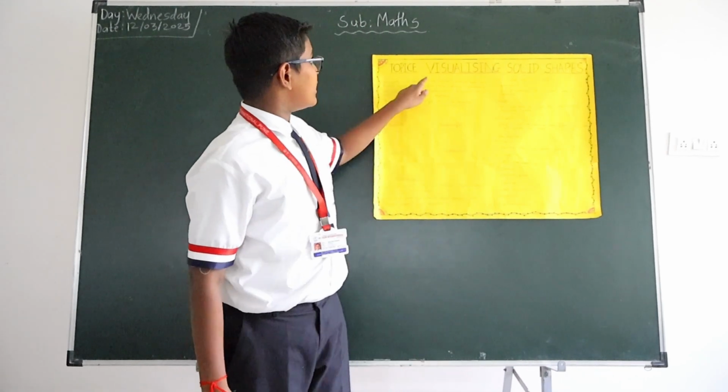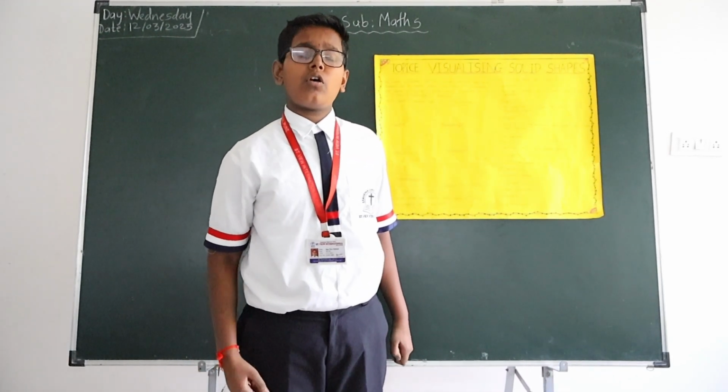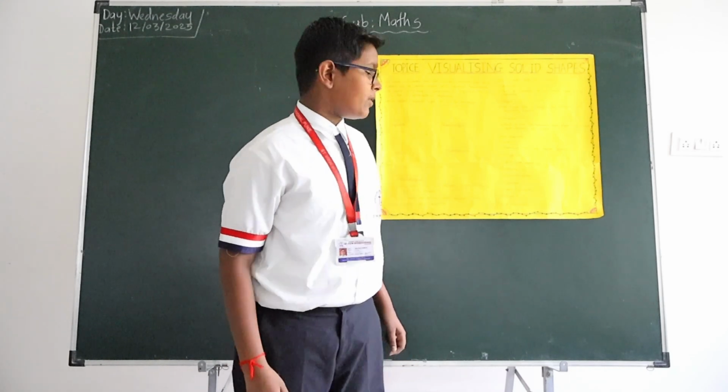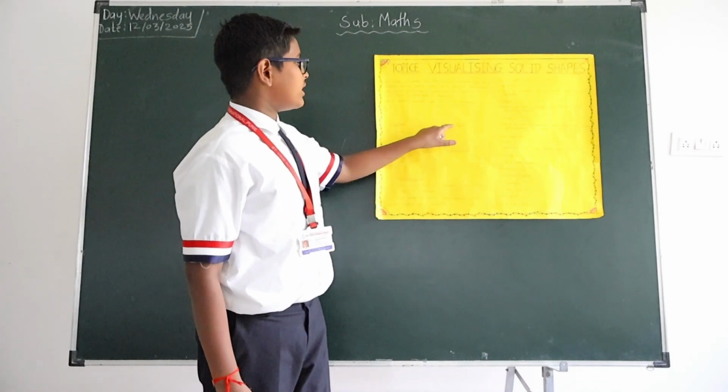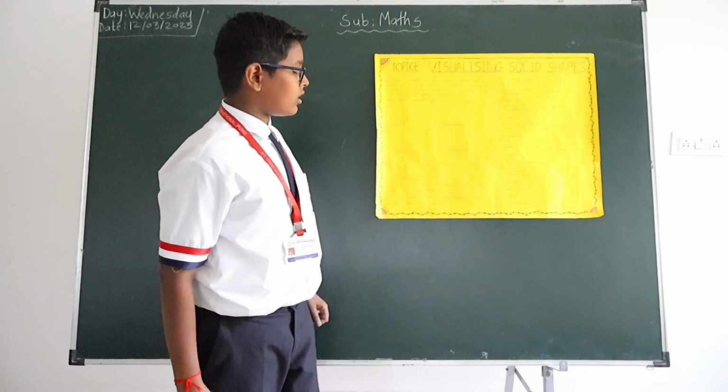Today's topic is visualizing solid shapes. We have wondered that buildings, compass boxes, and water bottles are of various shapes and have common features. Let's learn various types of 2D shapes. First one is square, second is rectangle, third is circle, fourth is trapezium, fifth is parallelogram.